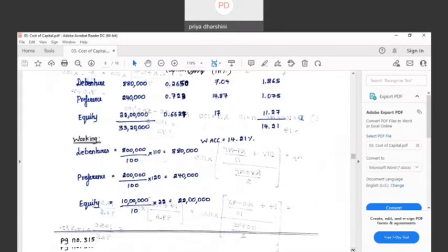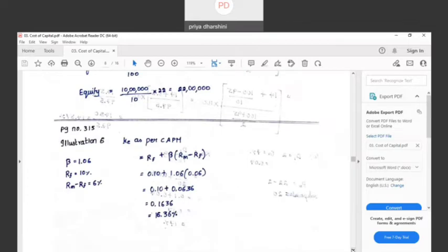Right. Then comes illustration 19. Please take illustration 19.